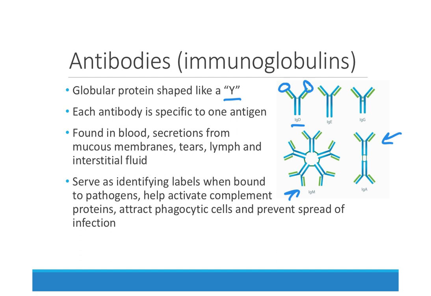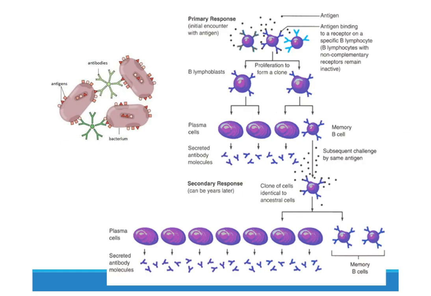They're found pretty much in all of the fluids around your body, from your blood to your lymph to the tears and the moisture in your mucous membranes, all those places where pathogens might be present. And then, as I already mentioned, they basically are labels on a pathogen, which makes it easier for the other parts of your immune system to find them.